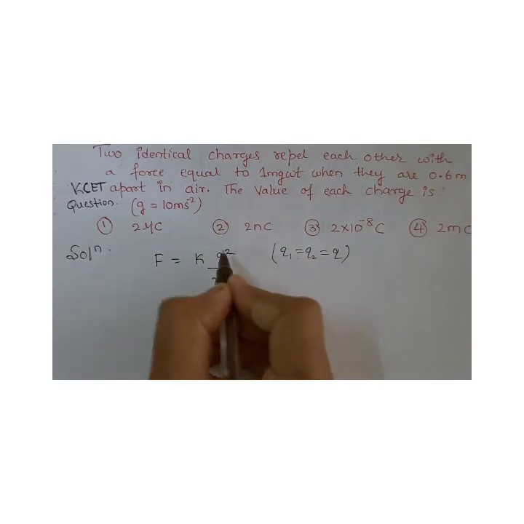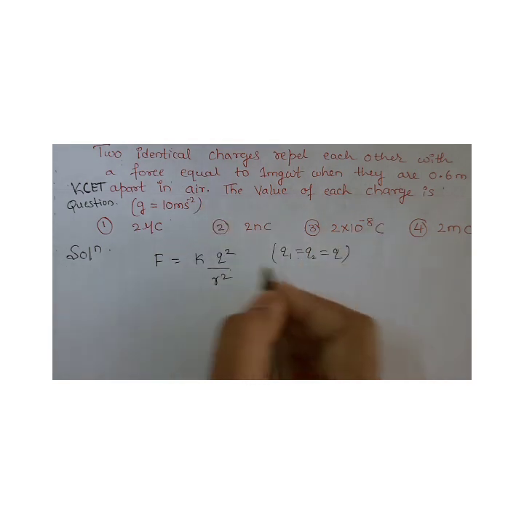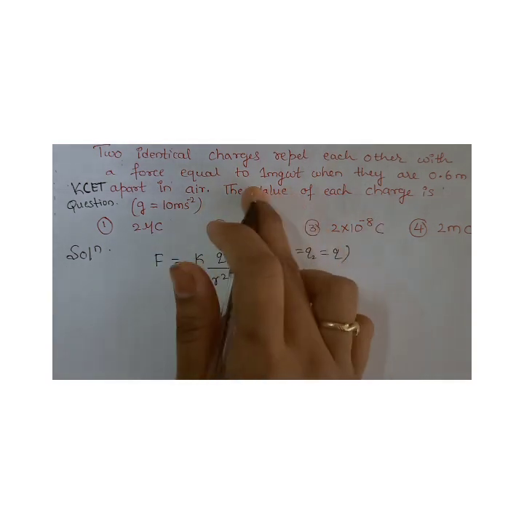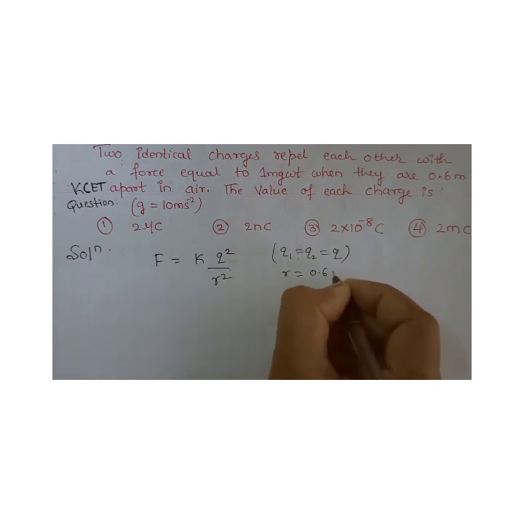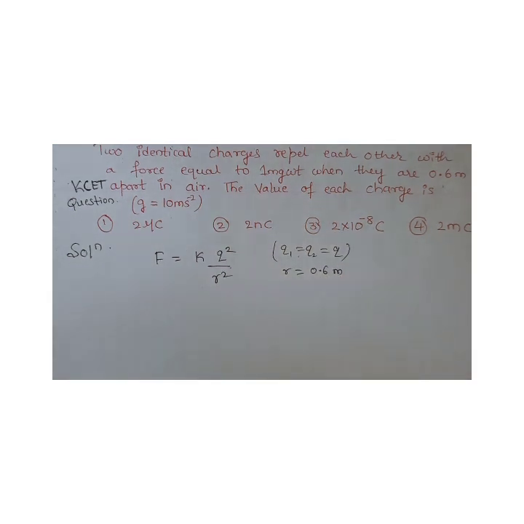We have to calculate Q. Where are they kept? In the air. Now, the distance apart is 0.6, so R is 0.6 meter. Okay. Now, can I substitute? Before substituting, let us see what the value of F given is. 1 milligram weight. This we have to solve. Very important.